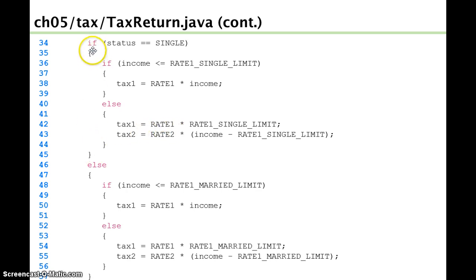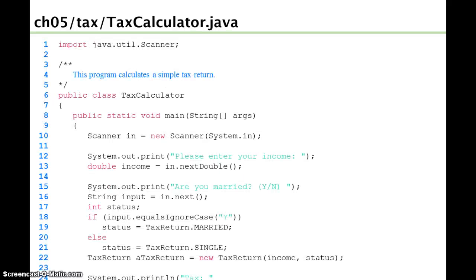So that's the first part of the if, and the second part is the else. So if this was false, then they're married. If the income is less than or equal to the married limit of $64,000, then the rate, which is 10% times their income, is the tax amount. Otherwise, tax1 is equal to the rate1, which is 10% times 64,000, plus the tax2, which is the rate2, 25% times any income over 64,000. Essentially, after the if statement is executed, we return tax1 plus tax2. That's the total amount of tax they have to pay.